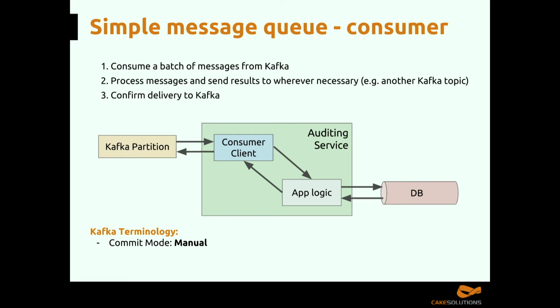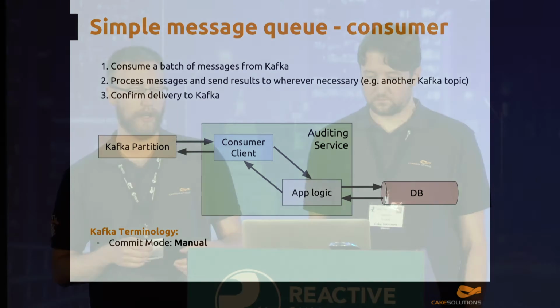Now, if the service fails at any point of the message processing cycle, the messages will be reprocessed from the last confirmation. With this technique, we can actually guarantee at-least-once delivery through Kafka, all the way through the services, all the way to the database.